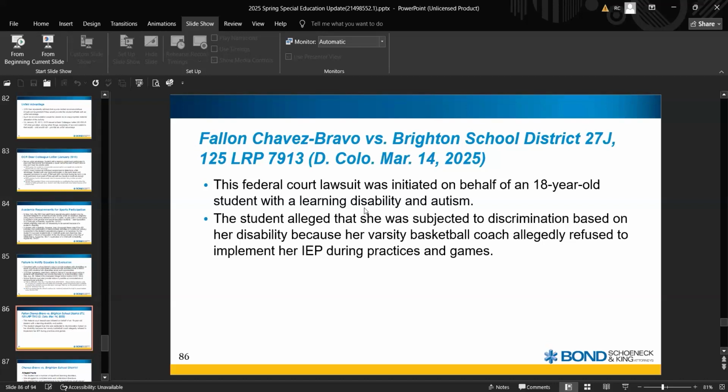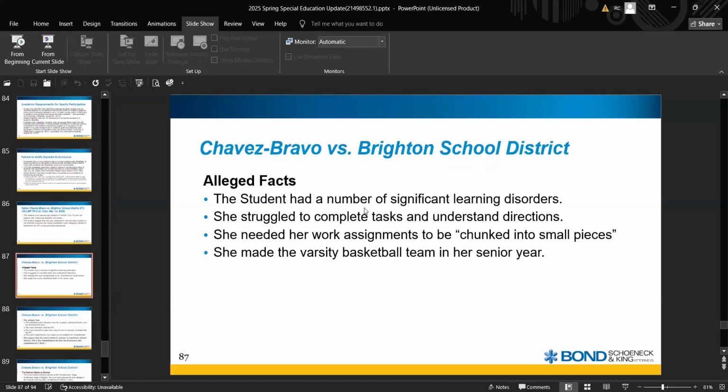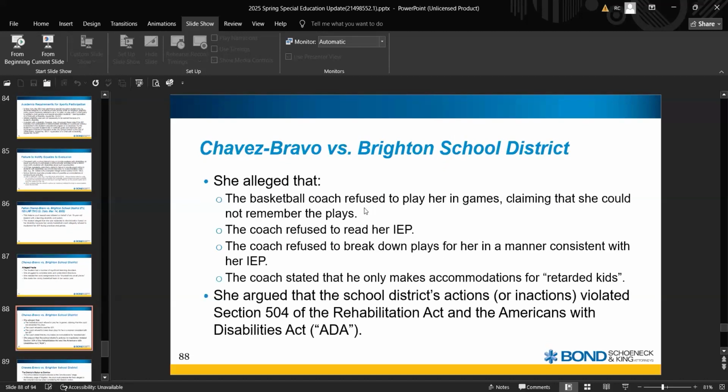Basically, a student with autism sued the district. It was a female student, and she said that the coach refused to implement her IEP during basketball practices and games. Here are some of the facts. The student had a number of significant learning disorders. She struggled to complete tasks and understand directions. She needed her work assignments to be chunked into small pieces, and she made the varsity basketball team in her senior year. The coach refused to play her in games, claiming she could not remember the plays.